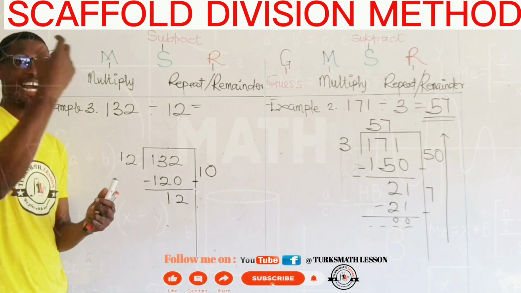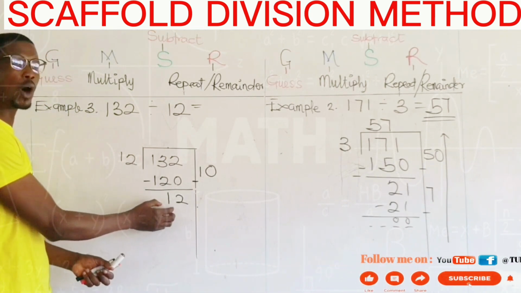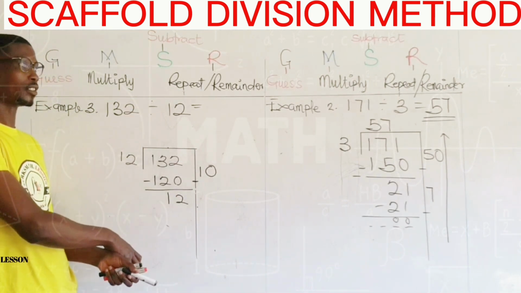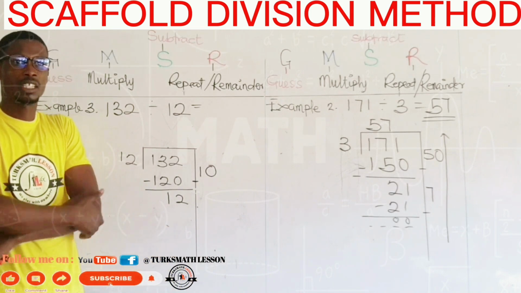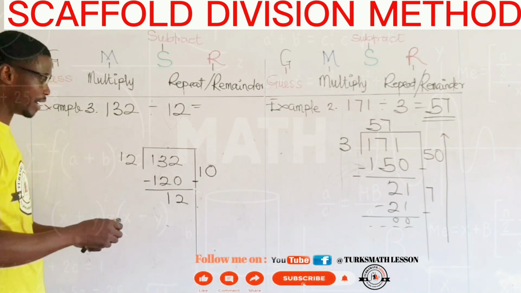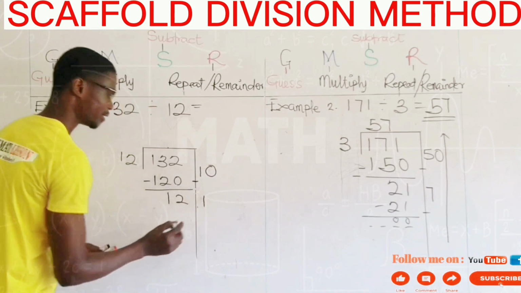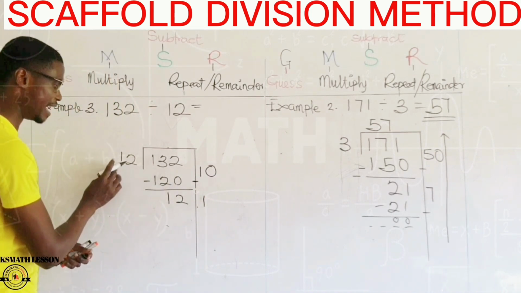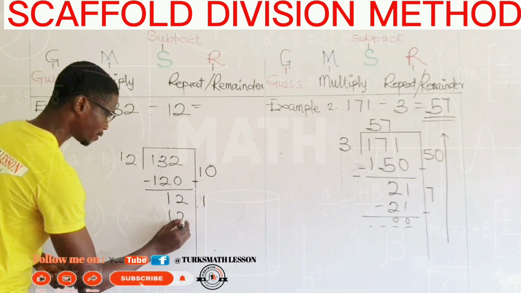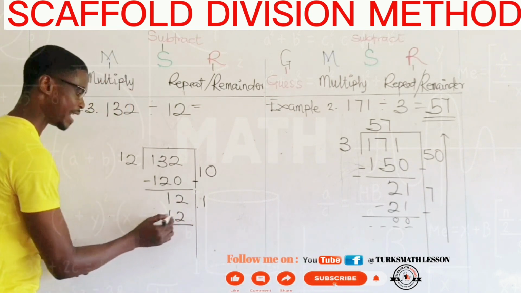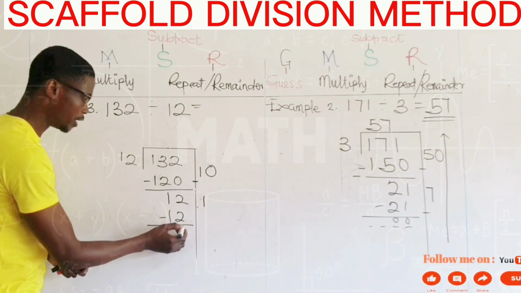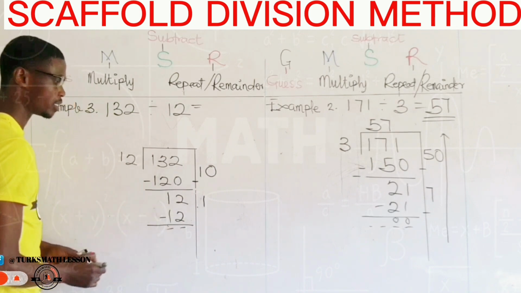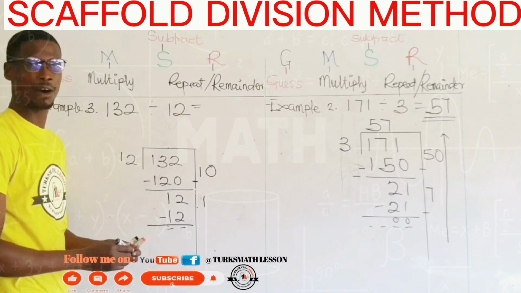So you are going to guess another number again. It can be equal to 12 or less than 12. Yes? 1. Very good. So 1 times 12 will give us 12. 2 minus 2. 0. 1 minus 1? 0. So what are you going to do now?